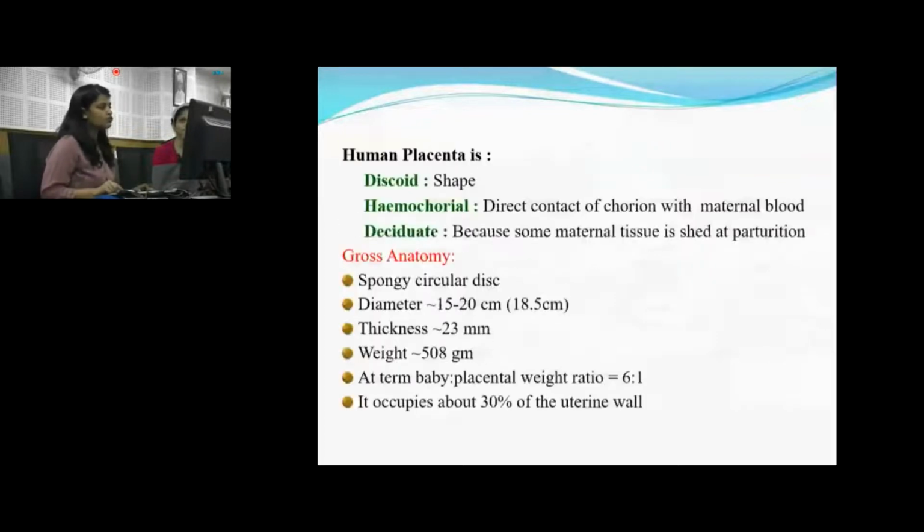Coming on to the gross anatomy of the placenta, the human placenta is discoid, which pertains to its shape. It is hemochorial, that is, there is direct contact of the chorion with the maternal blood. It is deciduate because part of this maternal tissue is shed at parturition.